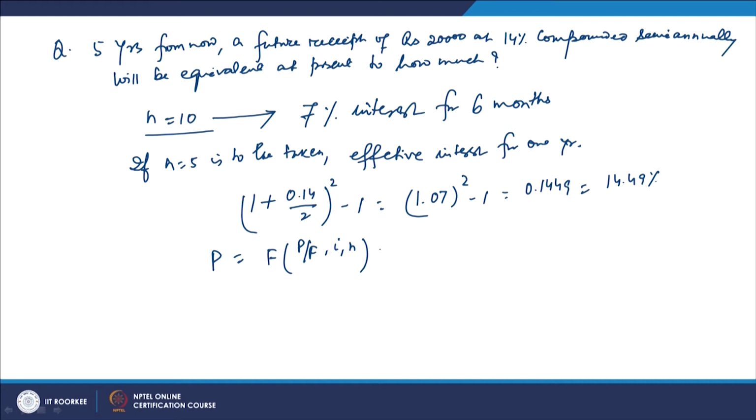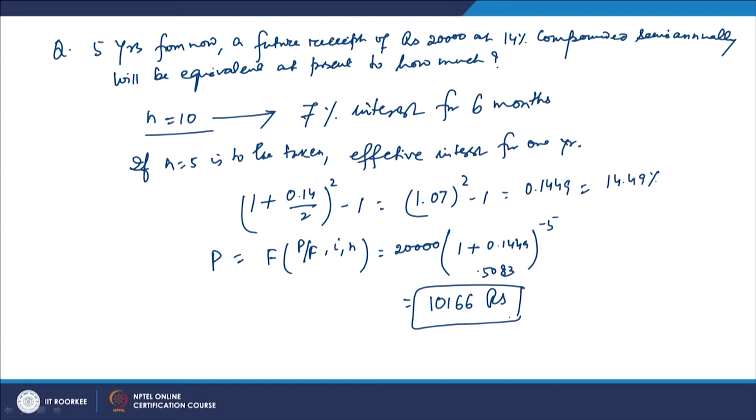So, F is given as 20,000, and if you take the effective interest rate itself, it will be 1 plus 0.1449 raised to the power minus 5. So, that is how you get it, and its value will be coming close to 0.5083. So, in that case your value comes out to be 10,166 rupees.